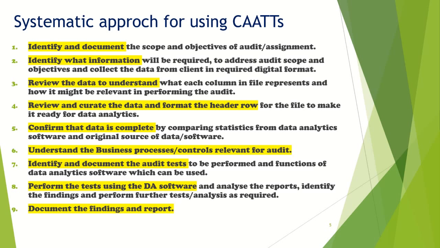Review the data to understand what each column in the file represents and how it might be relevant in performing the audit. It's important to know what are the business rules pertaining to each of the fields of audit. For example, if there's a purchase order, the rules of the purchase order could be it has to be non-repetitive, it has to be sequential, and the company has a specific format in which the purchase order is given. So the purchase order has to follow the specific format.